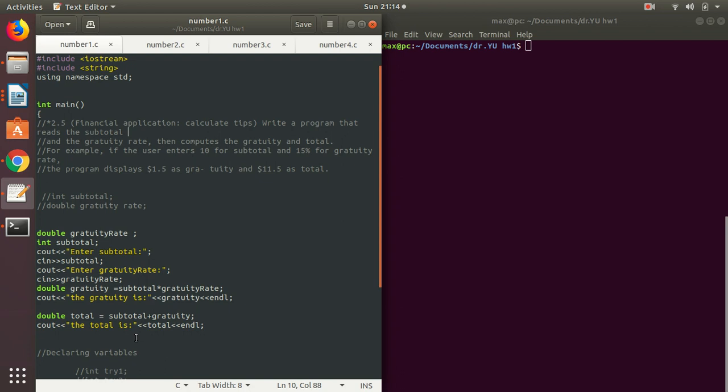So for the total, of course you declare the variables. I declared the double gratuity rate and the int subtotal. I used the iostream and the namespace std. So I'm going to compile here.